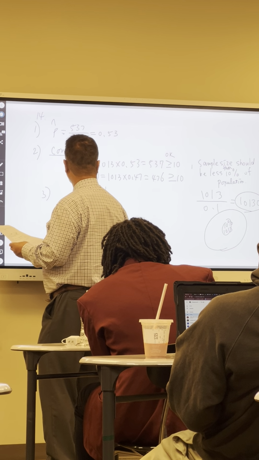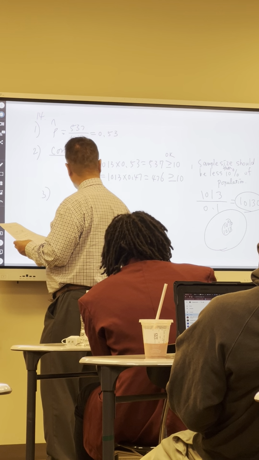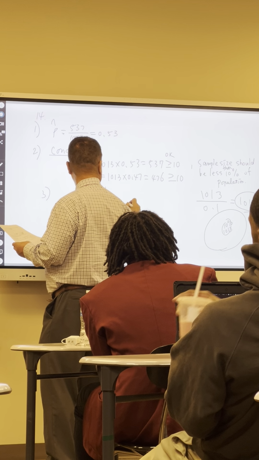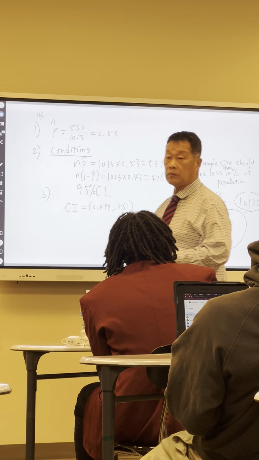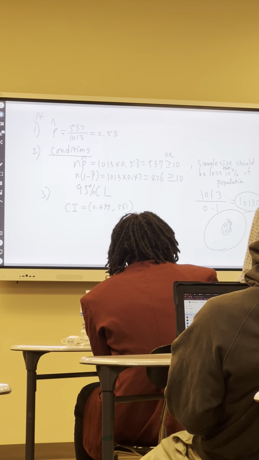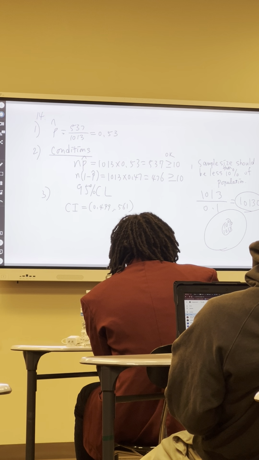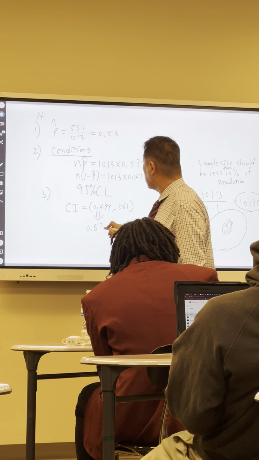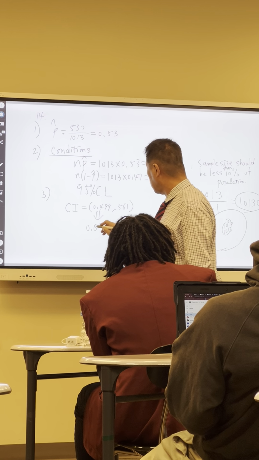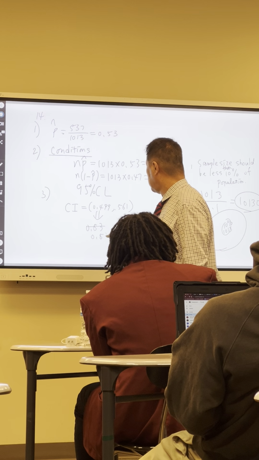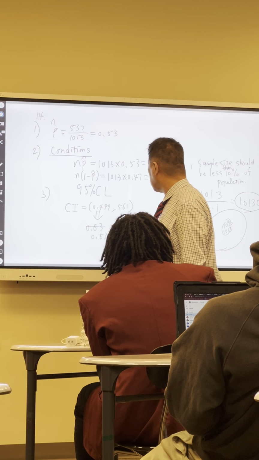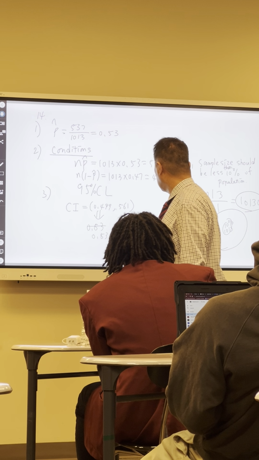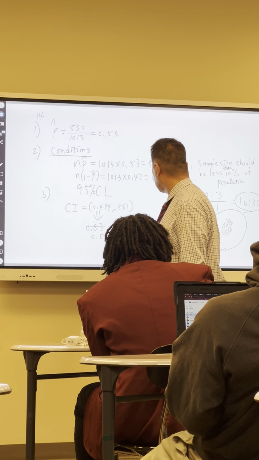Your confidence interval is 0.499 from the calculator, right? 0.561. Where are these numbers coming from? How did you get this number without a calculator? This number is 0.53, that number we got in number 1, right? Minus 1.96 times the square root of 0.53 times 0.47 over 1,000.